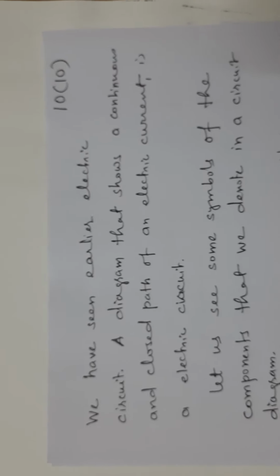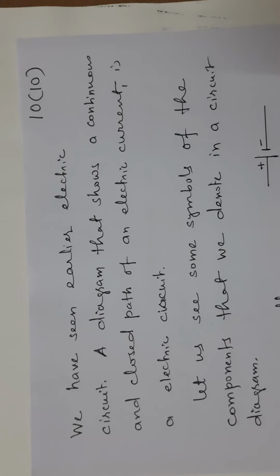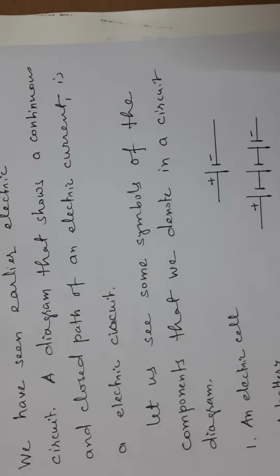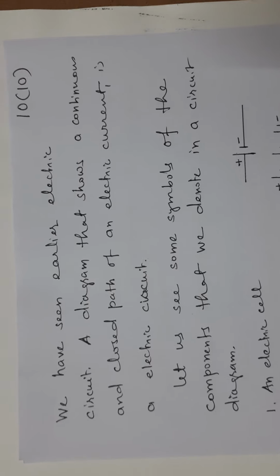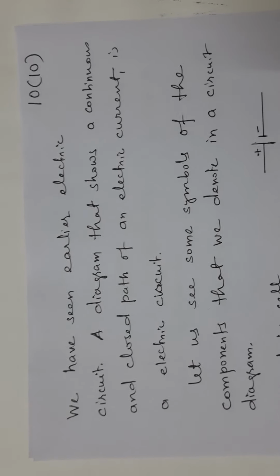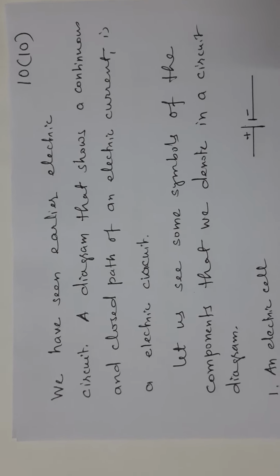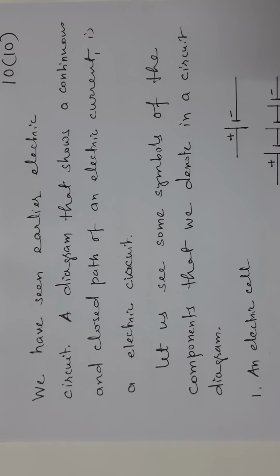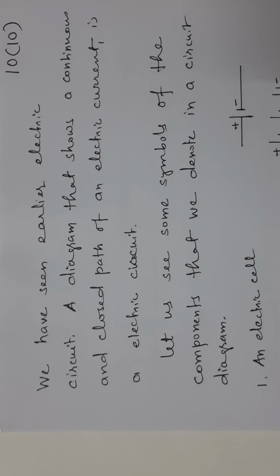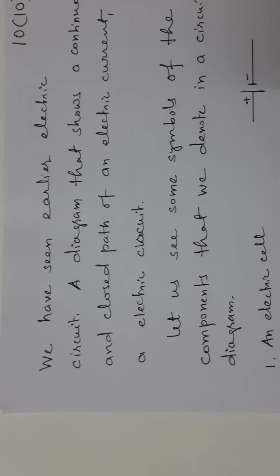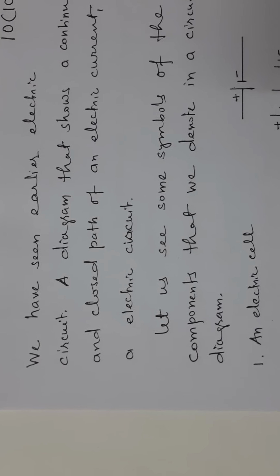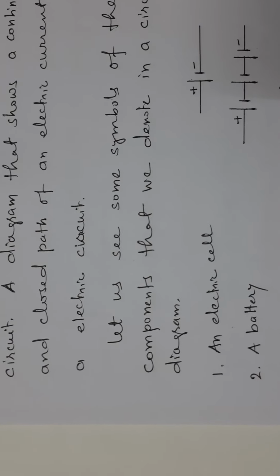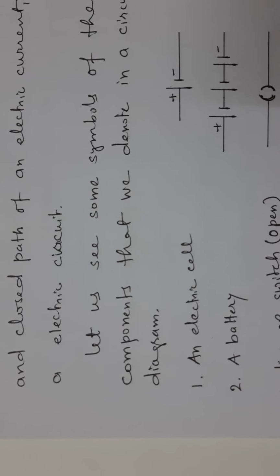Now comes electric circuit. Electric circuit we have already talked about earlier, but here we are getting an idea about what different components or which different instruments we use in an electric circuit and what their symbols are. We have seen earlier that in the beginning, a diagram that shows a continuous and closed path of an electric current is an electric circuit. Let us see some symbols of components that we denote in a circuit diagram.